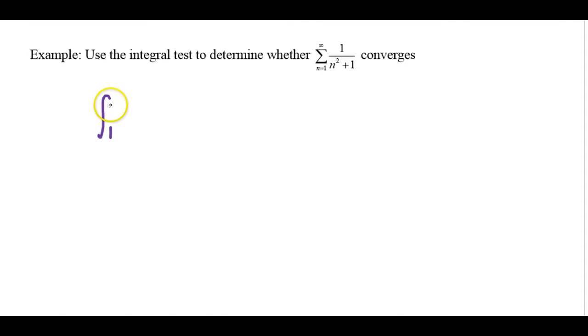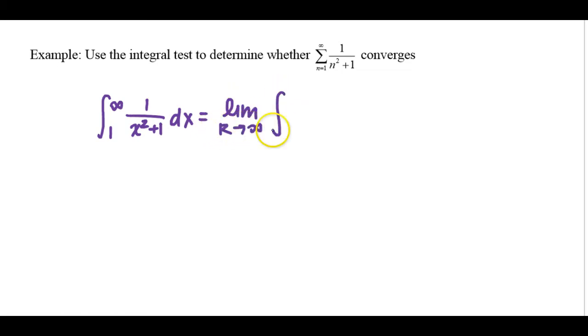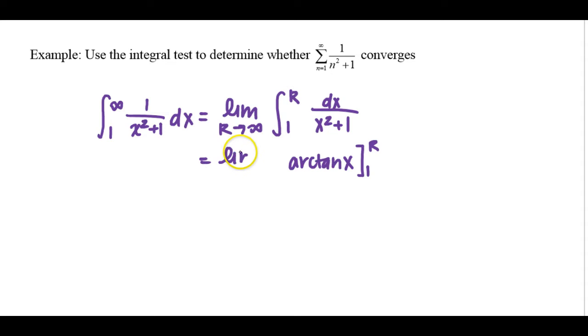So we'll set up the integral from 1 to infinity of 1 over x squared plus 1 dx. So this is the limit as r approaches infinity of the integral from 1 to r of dx over x squared plus 1. So now no u-substitution needed, but we do need to recognize that this is an arctangent function. So this is arctangent x evaluated from 1 to r. So now we have the limit as r approaches infinity. So now we substitute in r and substitute in 1.